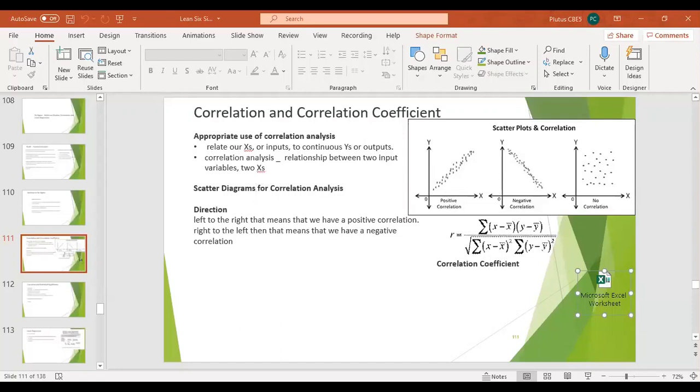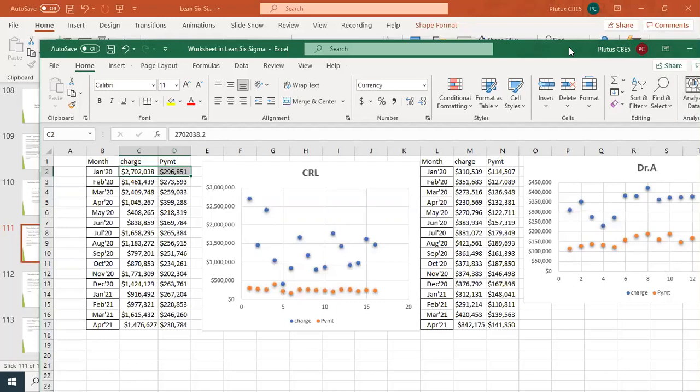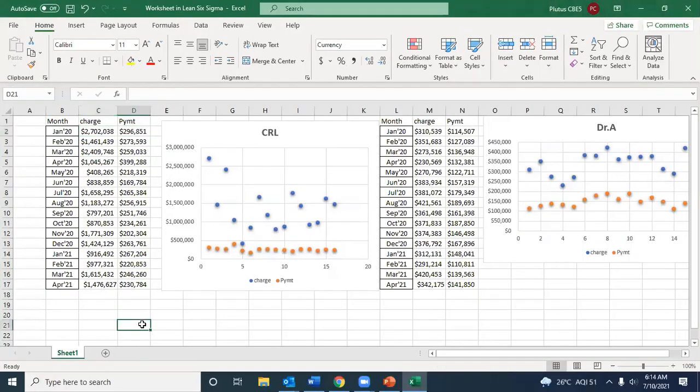Now I am taking two projects here. One is CRL, the other one is Dr. A. You compare your correlation method. For example, I'm entering a charge and then I'm collecting this much. Okay, I'll share. Can you see my Excel? Yes, sir. See, I'm taking two different projects to explain the correlation. One is CRL, the other one is Dr. A, right? Here I'm taking the charge versus payment for this particular project.